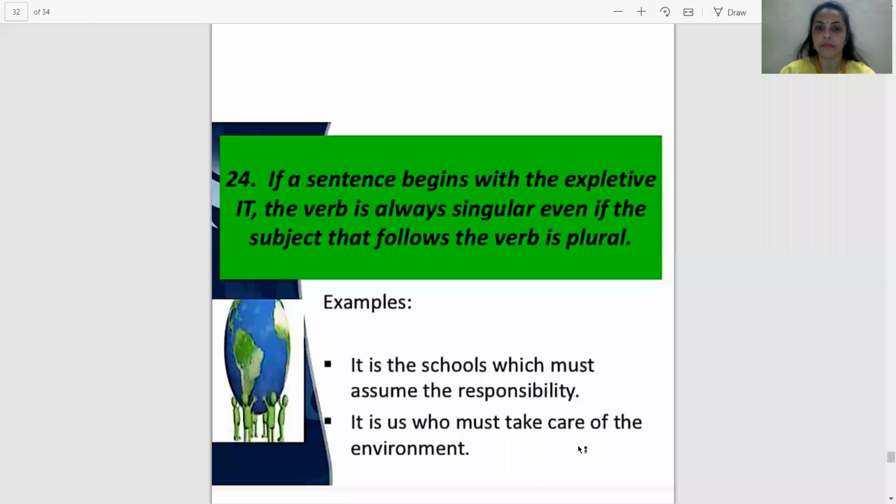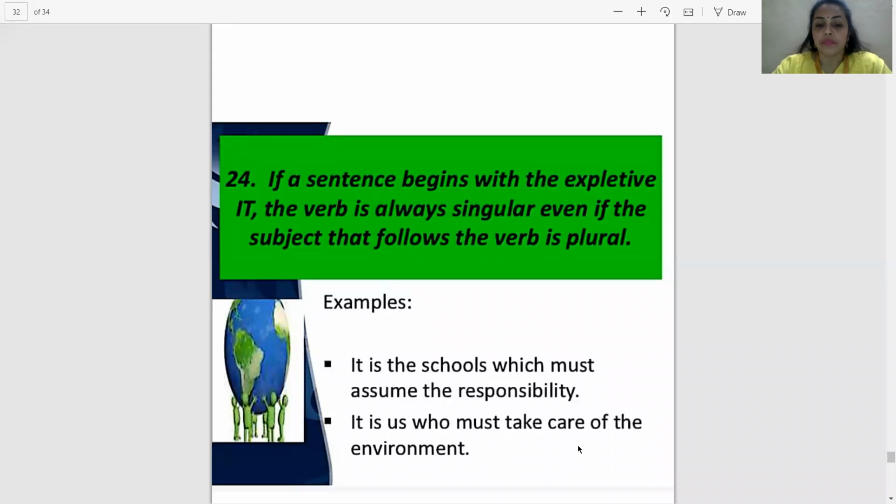24th. If a sentence begins with the expletive "it", the verb is always singular even if the subject that follows is plural. Whenever a sentence begins with "it", generally it is used for an expletive purpose. It is the school which must assume the responsibility. It is the schools. Though it is the schools, the sentence begins with expletive "it", so the verb is always singular even if the subject that follows is plural in number.